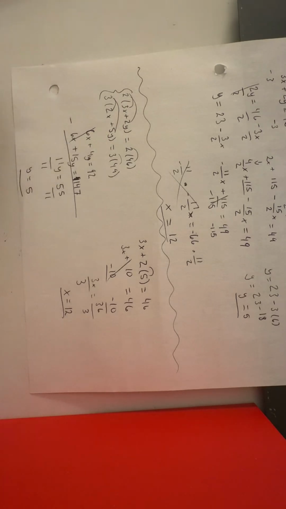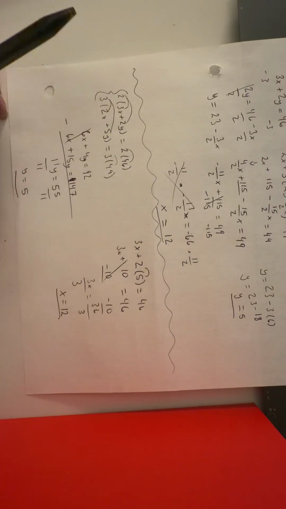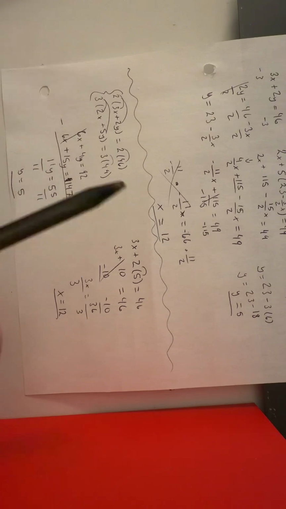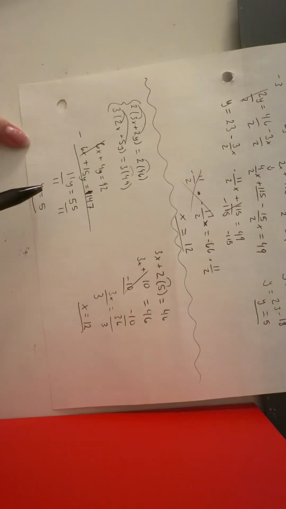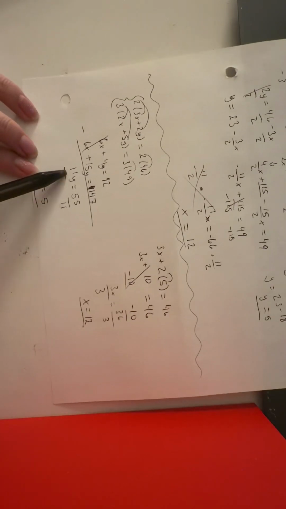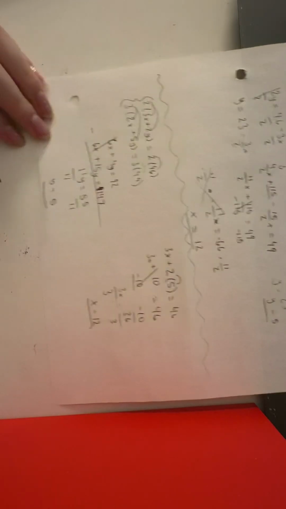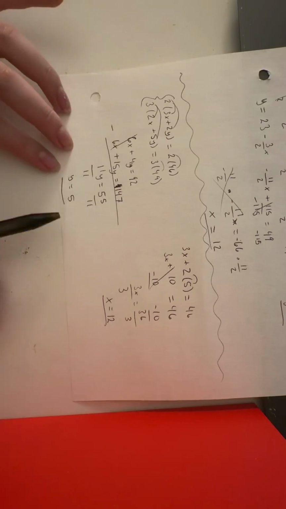And so I chose 2 and 3. Then I distributed to each on their own, and I got these two equations by distributing. And then I subtracted these two, and I got 11y equals 55. And then I divided by 11 to isolate the y, and we got 5.